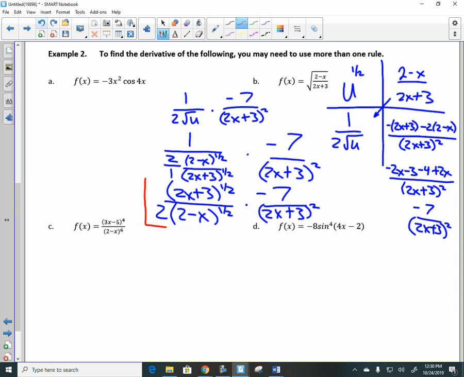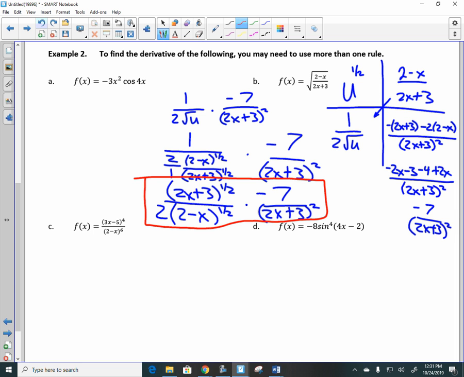Do you see something with this that I will be able to reduce and simplify? The 2x plus 3 to the 1 half times over 2x plus 3 squared. So will I end up with a 2x plus 3 in the numerator or the denominator? Which one? Denominator. And what do I do to these exponents if they are in numerator and denominator? I subtract them. So what's 2 minus a half?